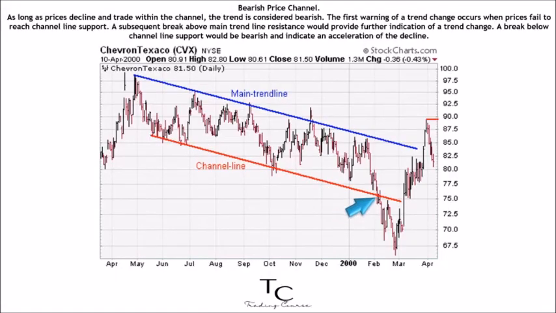Bearish price channel. As long as prices decline and trade within the channel, the trend is considered bearish. The first warning of a trend change occurs when prices fail to reach channel line support.